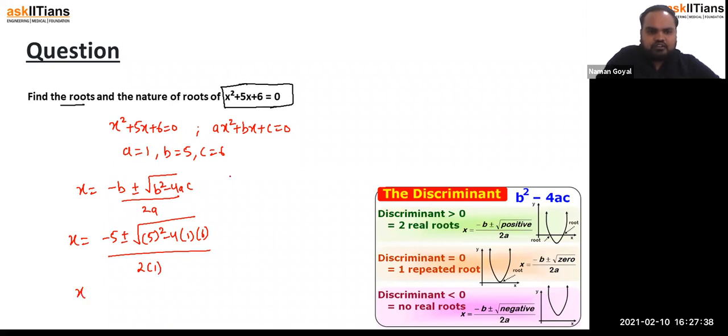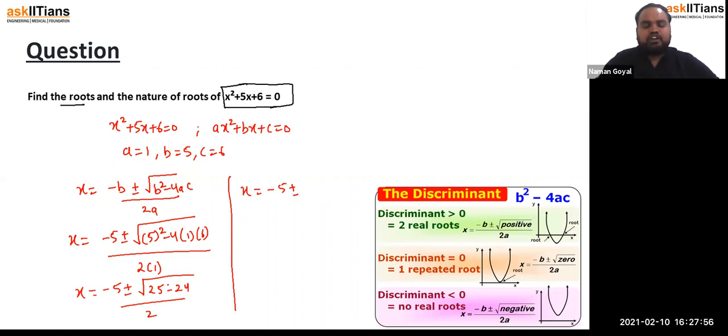So the value of x, if you see here, is what? Minus 5 plus minus under the root of 5 square, which is 25, minus 4 into 6 which is 24, upon 2 into 1 which is 2. So the value of x we got is minus 5 plus minus, see, 25 minus 24 is what? 1, and root 1 is 1, upon 2. So the value of x is minus 5 plus minus 1 upon 2. So first we are going to take the plus sign, then we are going to take the minus sign.